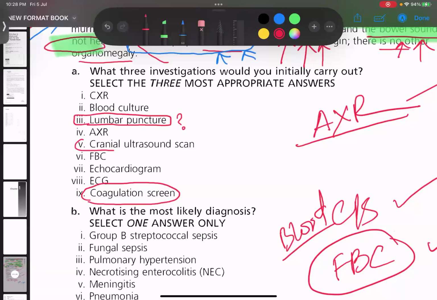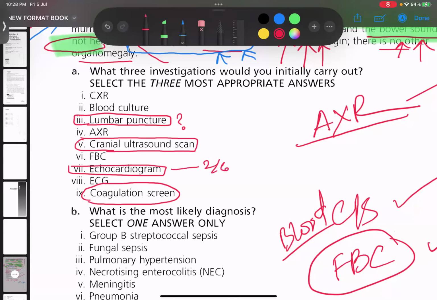So this is not required. And moreover, this child is in shock. There is no way we can perform a lumbar puncture in this child. This is an ill child. Cranial ultrasound: again, there are no features suggesting it. Okay. Echocardiogram: the murmur is just a 2/6 murmur.